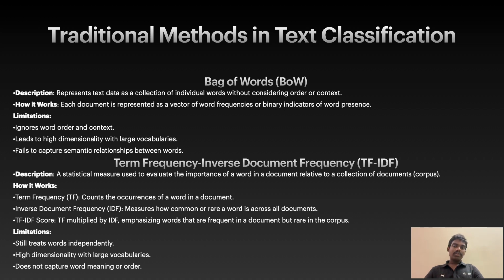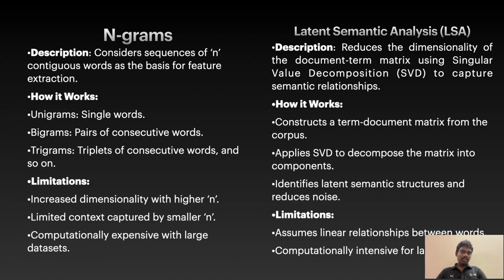So next we are going to see n-grams. N-grams consider sequences of n contiguous words as the basis of feature extraction. How it works: unigrams are single words, bigrams are pairs of consecutive words, trigrams are triplets of consecutive words, and so on. Limitations are increased dimensionality with higher n, limited context captured by smaller n, and being computationally expensive with larger datasets.